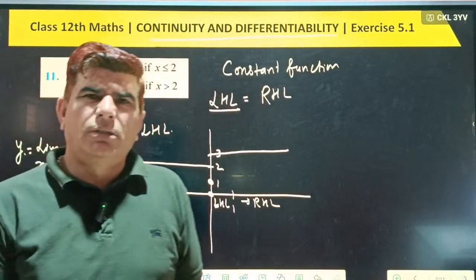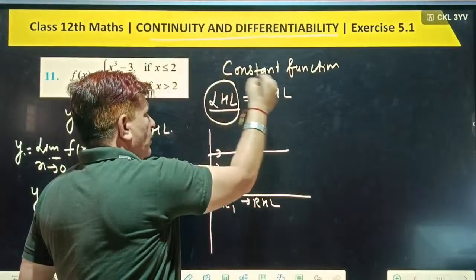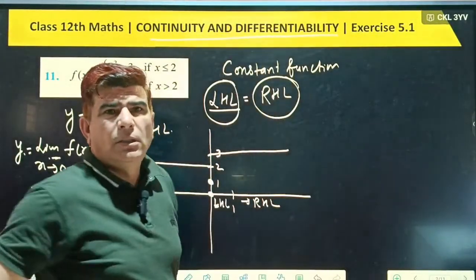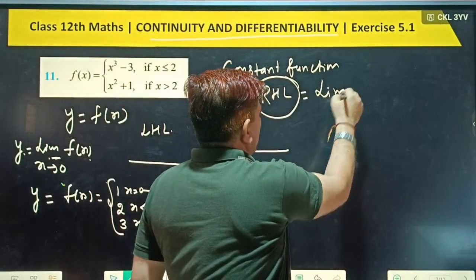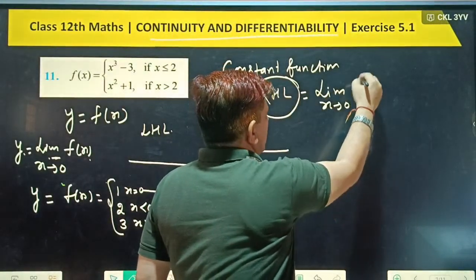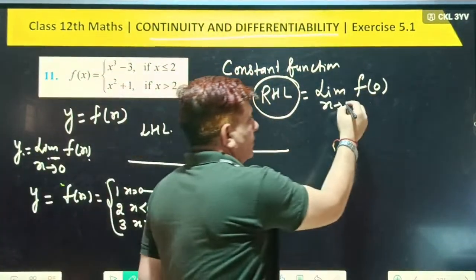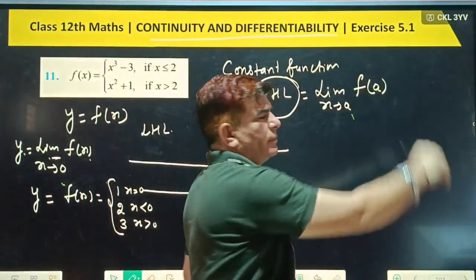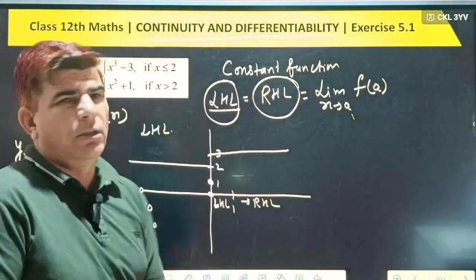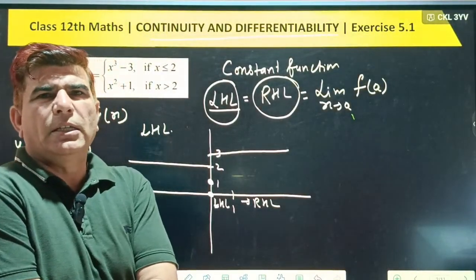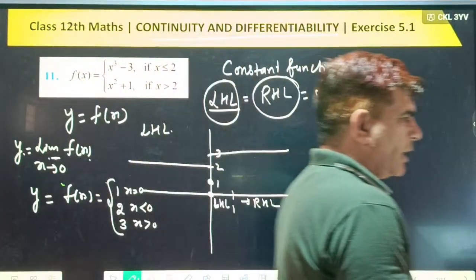Got it or not? All of you got it. We can find out LHL, we can find out RHL, and if it is equal to the function's limit as x tends to 0, this is f of g. We can say x tends to A is a particular point. Like this, here we have taken 0. If these are all equal, then we can say the function is continuous. Understood?